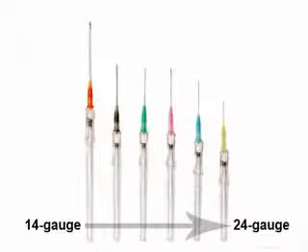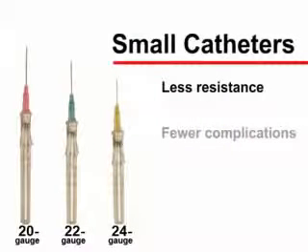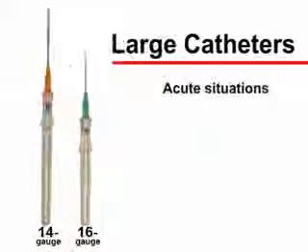The size of the catheter selected will depend on the clinical situation. The smallest effective catheter should be used because small catheters allow for less resistance to blood flow around the cannula and are associated with fewer complications. Large catheters, such as 14 and 16 gauge, are used in acute situations for fluid resuscitation. For example, in managing hypovolemia in a trauma patient or in a patient with severe dehydration.